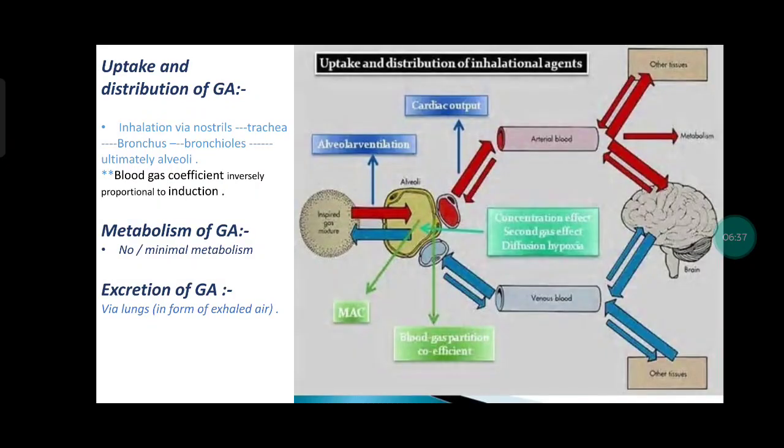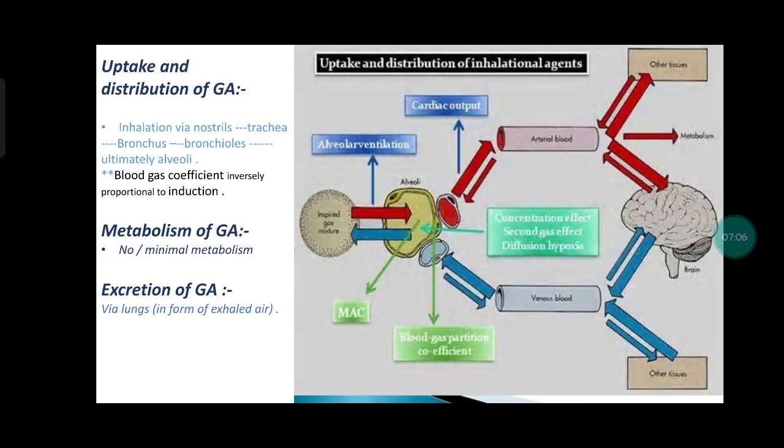Now uptake and distribution of the general anesthesia. Inhalation is via the nostrils, then it goes to the trachea, then the bronchi, bronchioles and ultimately the alveoli. Here a specific factor, the blood gas coefficient, tells us how much drug is in the dissolved form in the blood and how much is present in the free form. This blood gas coefficient is inversely proportional to induction.